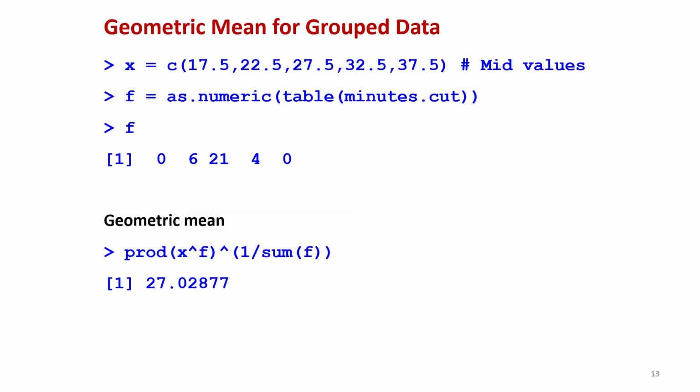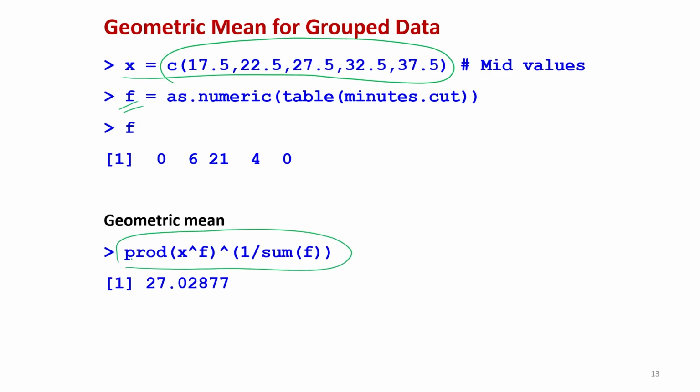Now I have these frequencies. Now I simply need to create a data vector having the mid values of the class intervals. So I compute this x, and all these mid values of the class intervals are given here, and then f is here. So now I can use the command for computing the geometric mean, that is prod(x^f)^(1/sum(f)), and you can see this value is coming out to be like this.